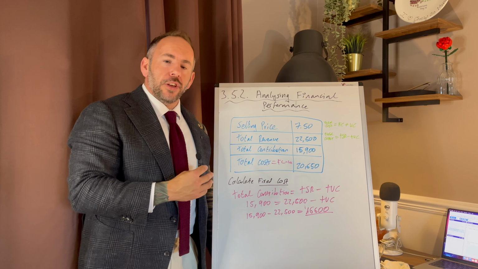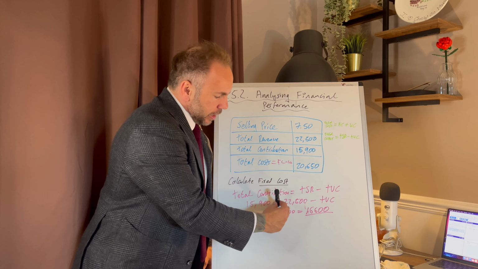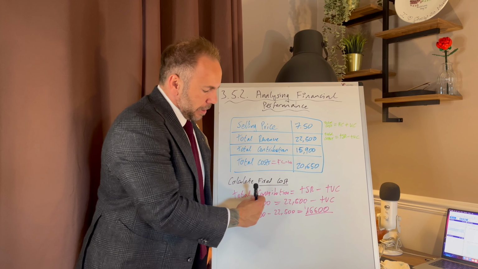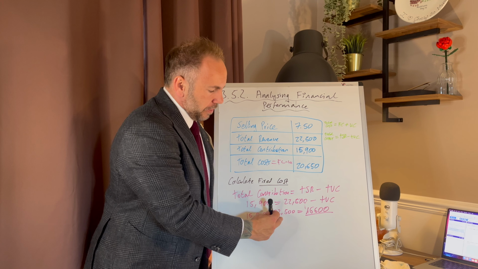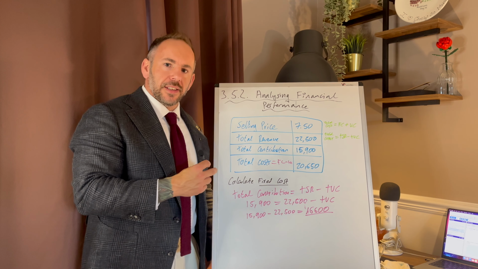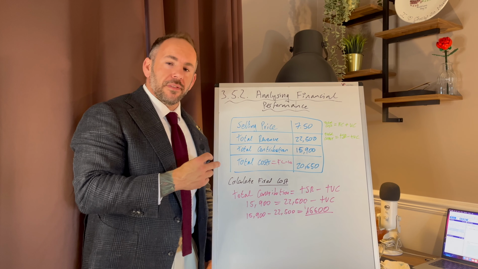Now you need a basic understanding of mathematics to know that you need to move one of those numbers to the other side of the brackets, okay? So if I move 22,500 over here, it's a plus here, it becomes a negative over here. 15,900 minus 22,500 gives me 6,600. 6,600 is my total variable cost.